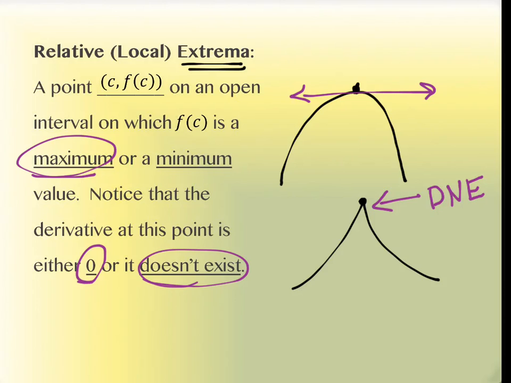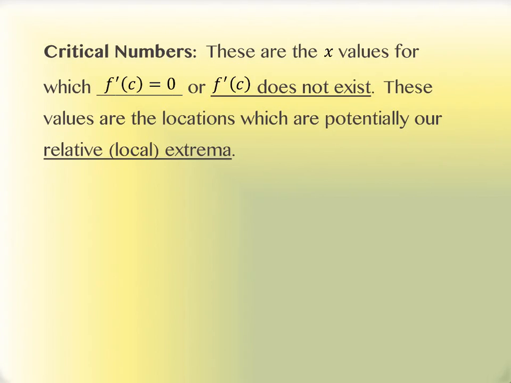Okay. So if we're actually trying to find places where we have maximum or minimum values, then that means we can find these places where it has derivatives of 0 or derivatives that don't exist. So the process by doing that is actually looking for what's called critical numbers. Critical numbers are the places where the derivative is 0 or where the derivative doesn't exist. These are locations where there are potentially relative or local extrema.